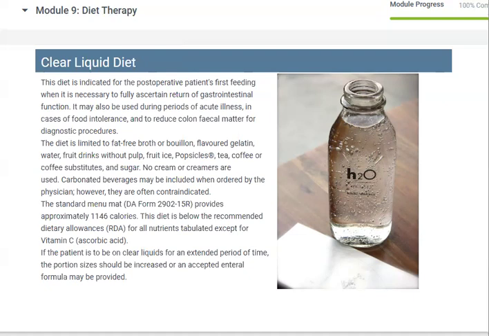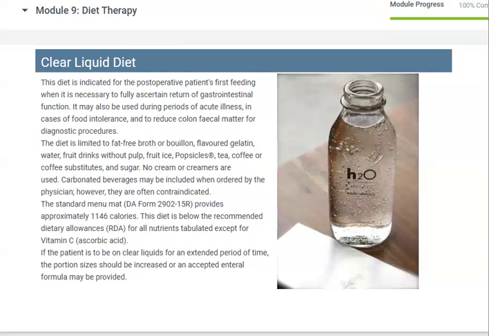The diet is limited to fat-free broth or bouillon, flavored gelatin, water, fruit drinks without pulp, fruit ice, popsicles, tea, coffee or coffee substitutes, and sugar. No cream or creamers are used. Carbonated beverages may be included when ordered by the physician. However, they are often contraindicated.